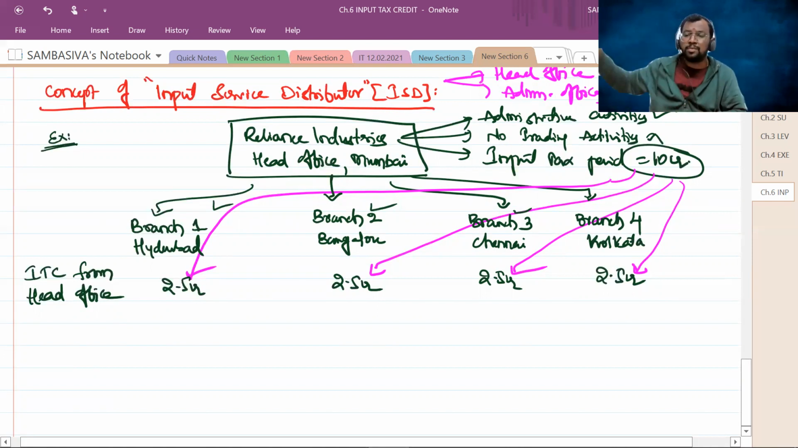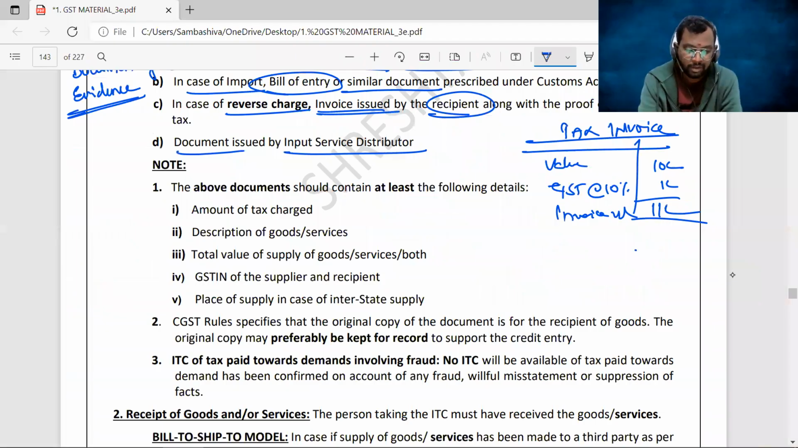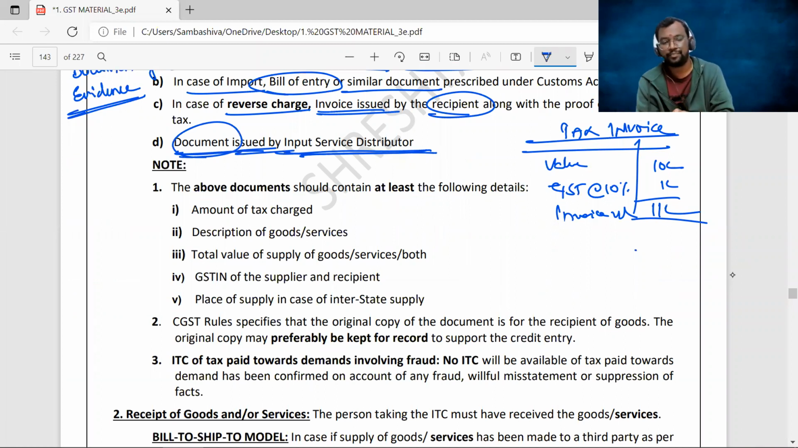My head office is an input service distributor. It distributed 2.5 crores input tax credit to me. Is there any documentary evidence for the same? Yes, sir, look at this document. This document was issued by my head office at the time of distribution of input tax credit. Are you following, sir? So that is the documentary evidence in the case of an input service distributor, any document issued by the ISD.